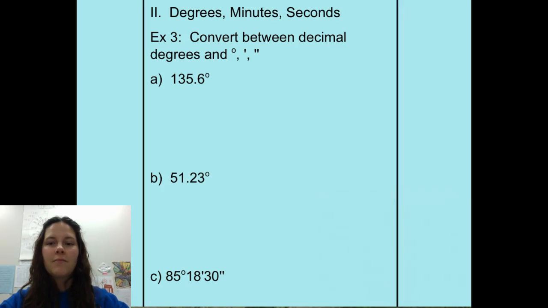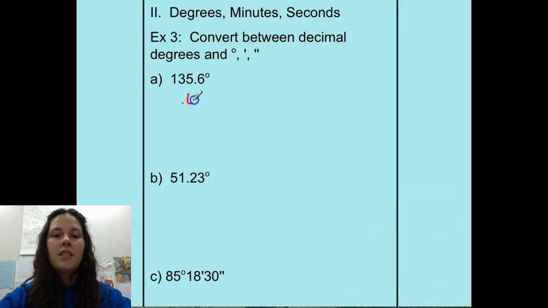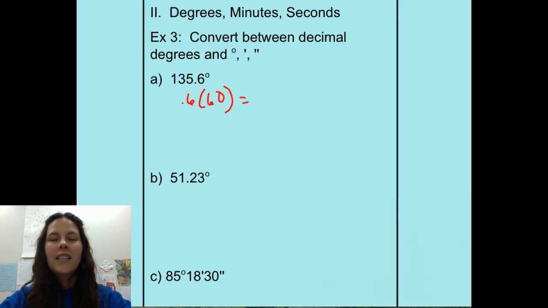On our final example, we're going to learn how to convert between decimal degrees and degrees, minutes, seconds. All right, if it's in decimal degrees, you take the decimal part and you multiply by 60. That will convert it to minutes. 6/10 times 60 is 36. Because we got an exact value, we can be done. We don't have any seconds on this one. So we have 135 degrees and 36 minutes.